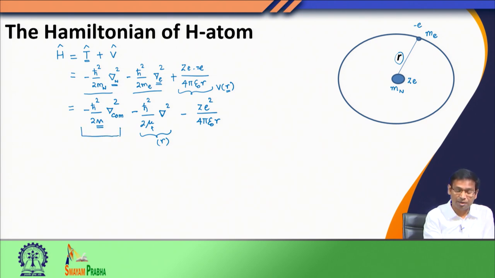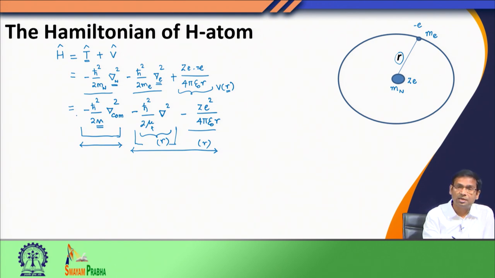The first term depends on the center of mass, the second term depends on the internal coordinate or the internal distance. Now look at the potential energy. This also depends on the internal distance. Therefore, these two terms can be kept together and solved together, and this particular operator can be separated and solved separately. The solution of this, the overall kinetic energy of the center of mass, simply says that I am moving the hydrogen atom from one place to another place.